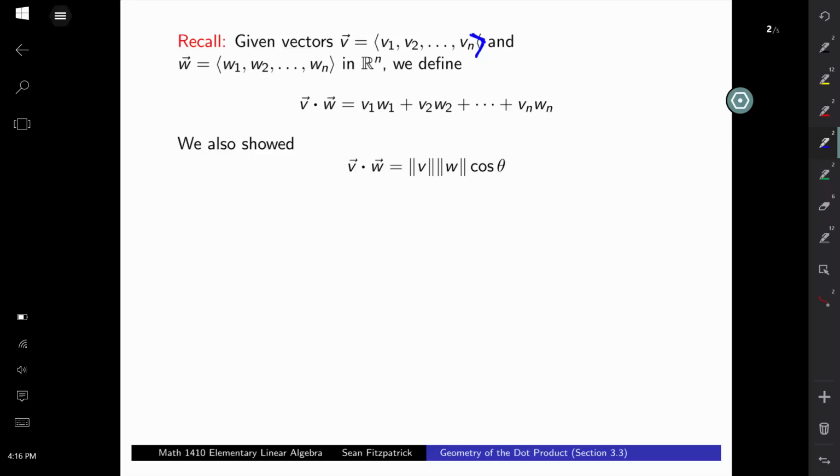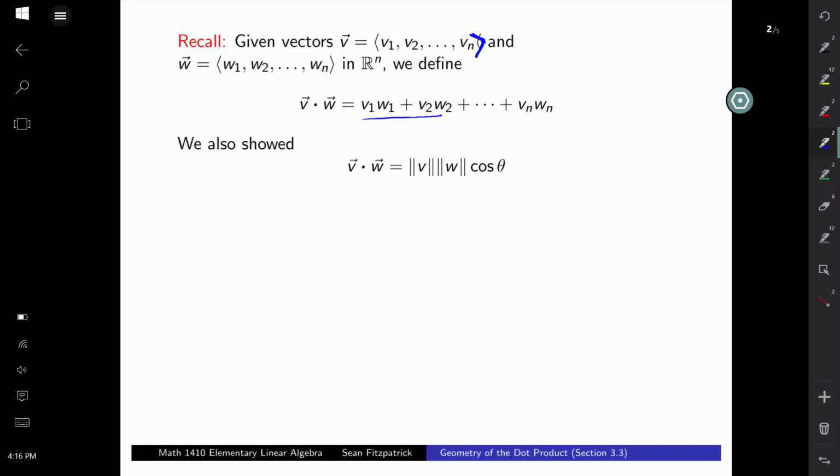So remember, there's an algebraic definition of the dot product. You simply multiply the corresponding components, v1 times w1, v2 times w2, all the way down to vn times wn. You might just have those first two terms if you're in R2. Maybe you've got one more if you're in R3. It's possible you might be in higher dimensions, and then of course, you can extend this definition. So we also showed that the dot product could be written in terms of magnitude and direction, right?